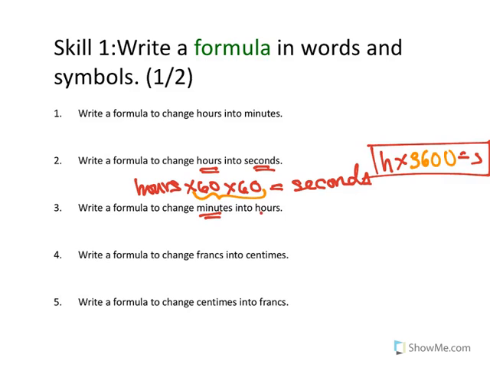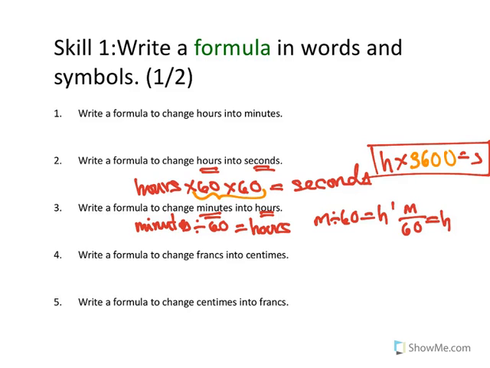Now we have to change minutes into hours, right? So if I had 60 minutes, it turns into 1 hour. If I had 120 minutes, it turns into 2 hours. So it would be the number of minutes I have divided by 60, because I have to divide by 60 to get my hours. So minutes divided by 60 equals H. Or you can write it as M over 60 equals H.